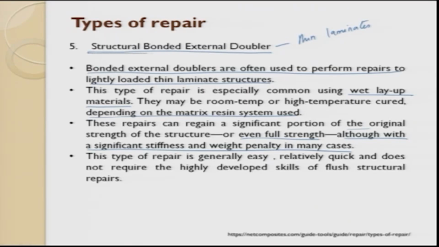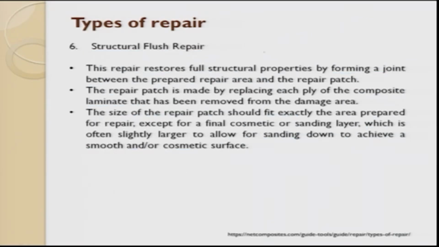So, structural bonded external doublers are used. Then structural flush repair. So, this repair restores full structural properties by forming a joint between the prepared repair area and the repair patch. So, a damaged area is there. So, this is a damaged area. So, you prepare a patch here. So, there is an attachment between the patch and the original material.